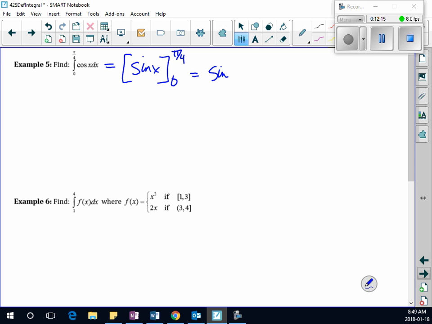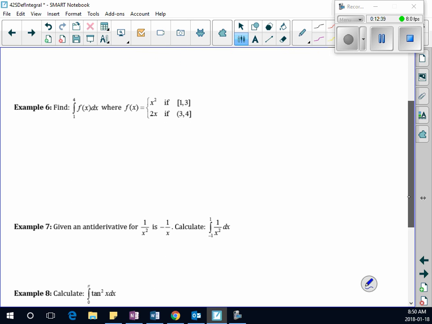So this is sine of pi over 4, subtract sine of 0. So this is root 2 over 2 minus 0, which is root 2 over 2. All right, example 6. It says the integral from 1 to 4 of f of x dx, where f of x is that. Now you can see that it's split up between two functions. So that means we need to split up this integral.